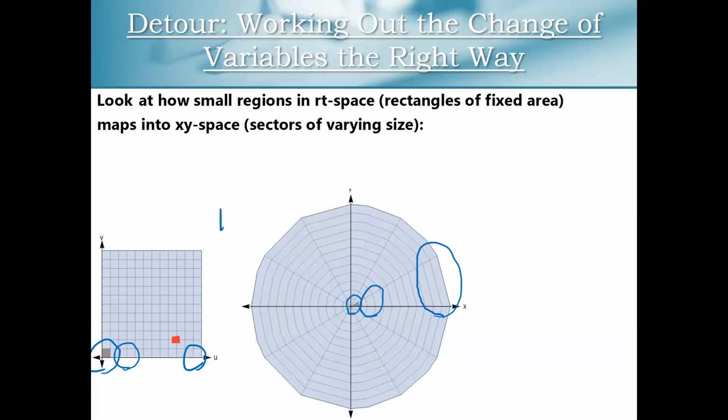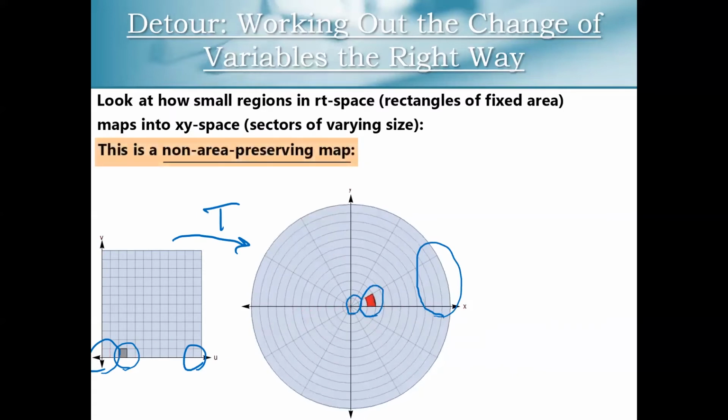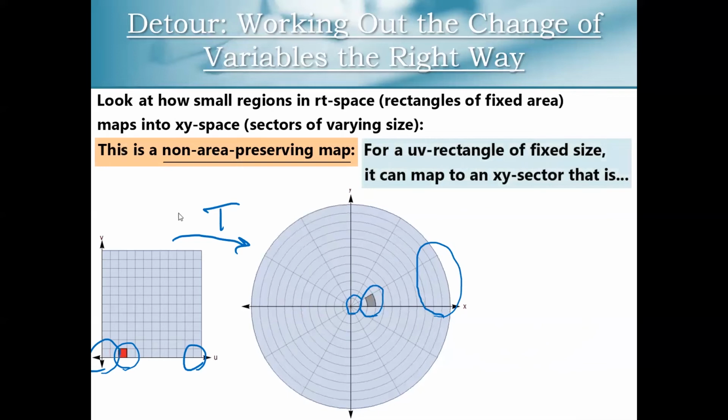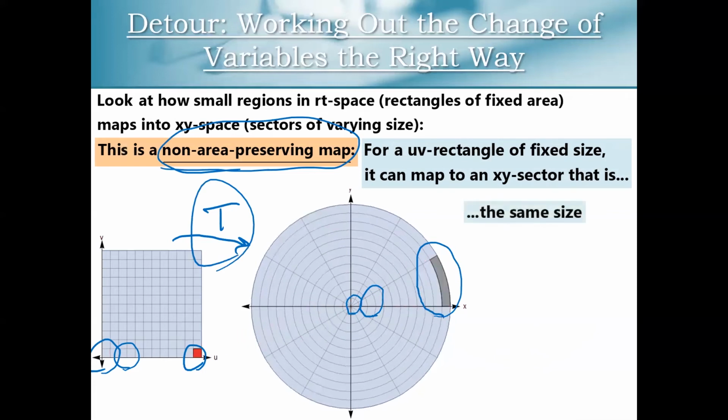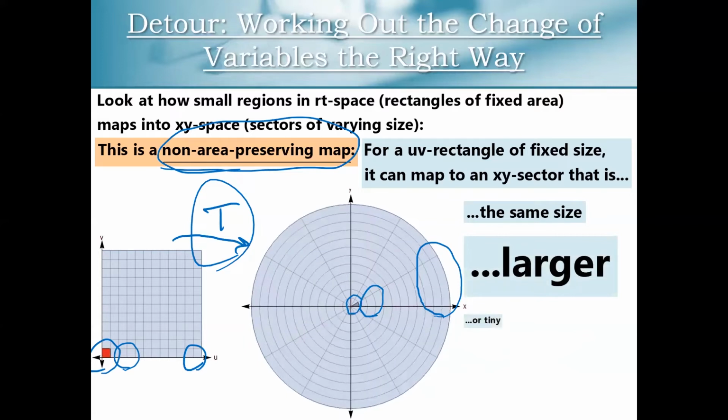So what I'm noticing about my transformation, about my mapping, about my parameterization, is that when I have a rectangle of fixed size in RT space, and I map it into XY space, the amount of area seems to be changing, right? This is called a non-area preserving map. My transformation is a non-area preserving map because sometimes I map into an XY sector that's the same size as the original. Sometimes it's way larger, and sometimes it's tiny, it's way smaller.